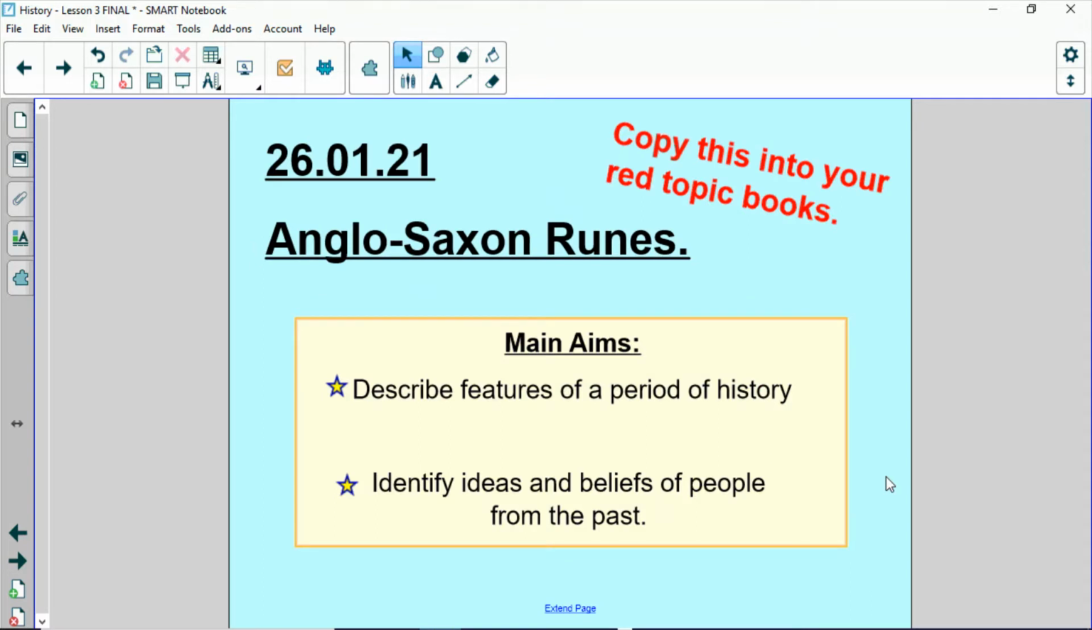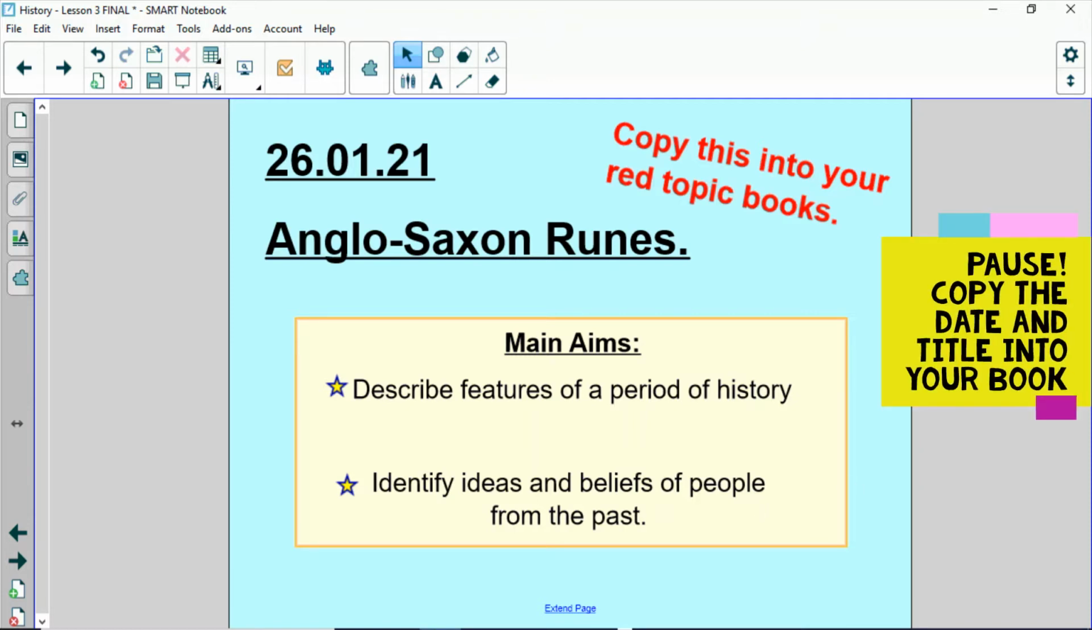So, our history lesson then, we are looking at Anglo-Saxon runes, and we're going to find out exactly what this runes word means in a moment. Our main aims are to describe the features of a period of history, which is the Anglo-Saxons, and we're also going to be identifying ideas and beliefs of the people from the past. So, can you pause the video now and copy this date and title into your red topic books now?